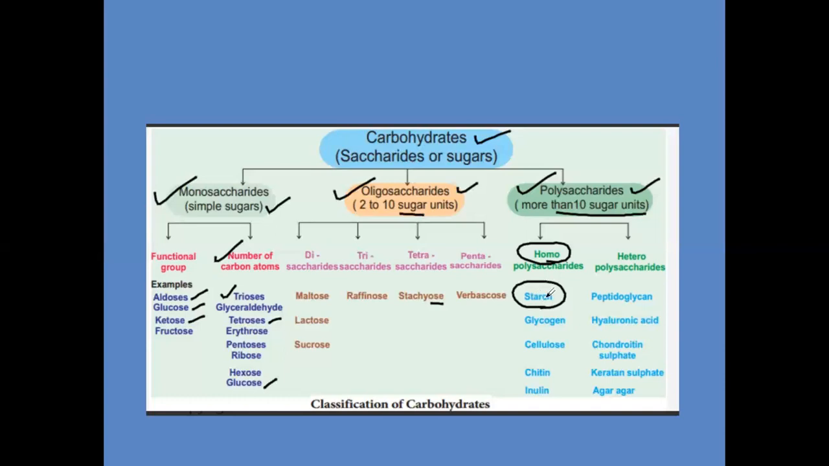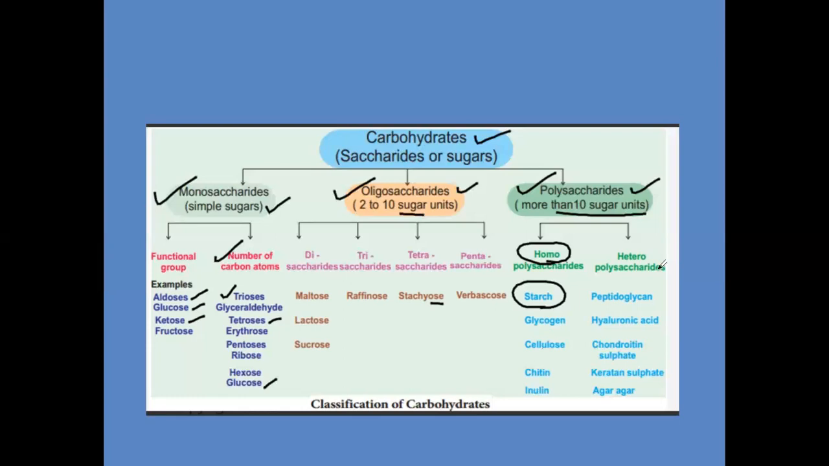So examples for homopolysaccharides: starch, glycogen, cellulose, chitin, and inulin. Okay, inulin is given here. So inulin, chitin, cellulose, glycogen, starch. These all are examples of homopolysaccharides, which are made up of only one kind of saccharide units. And the second type is what?